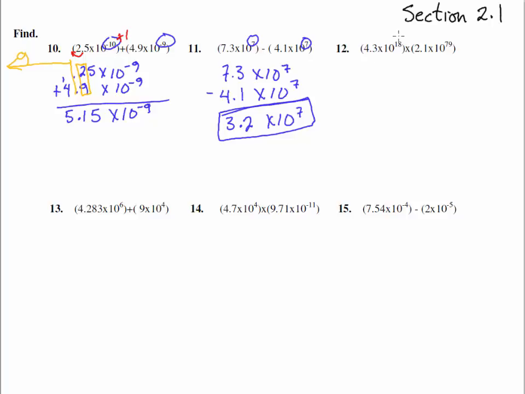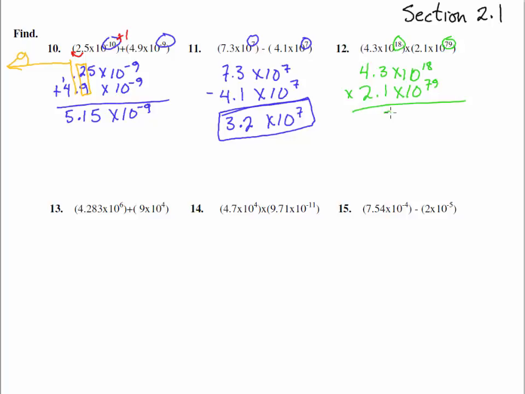Number 12. Ooh, multiplication. Now you'll notice in multiplication, these don't have to be the same at all. And that's good for us because those are ways away. 4.3 times 10 to the 18th times 2.1 times 10 to the 79th. All right, let's do the multiplication here.